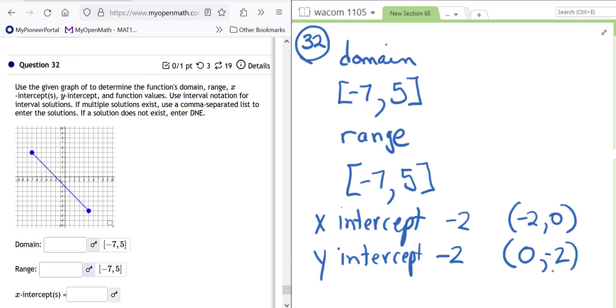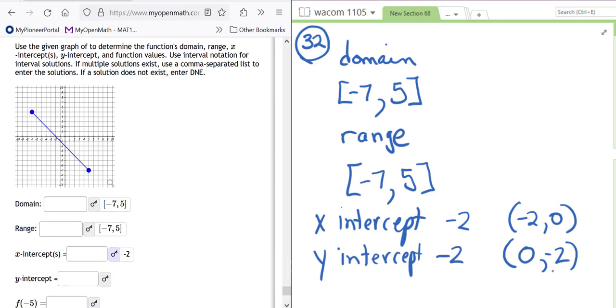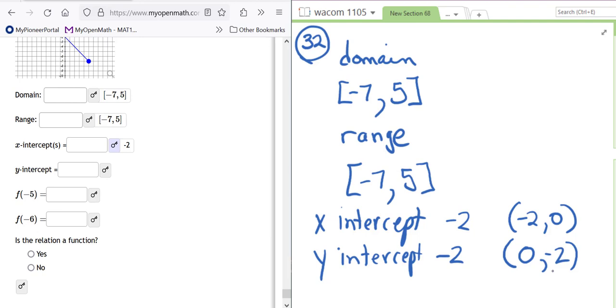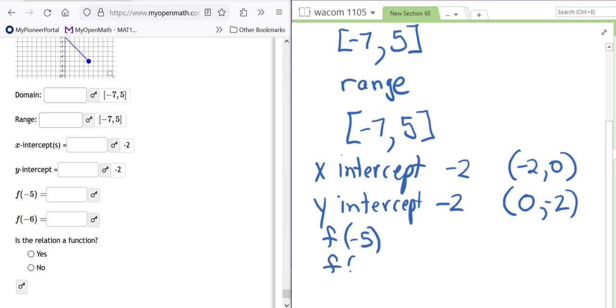-7 to 5, -7 to 5, x-intercepts, -2. So they did not want an ordered pair. Y-intercept, -2. They want f of -5, f of -6, and is it a function? We'll do that one first.